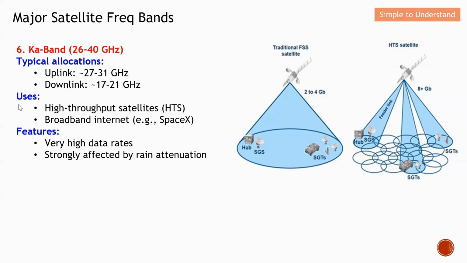Coming to the use case of Ka band, they support high throughput satellites. As you can see from this diagram, because they are able to do some form of beamforming, they can support high throughput satellites. It also mainly supports broadband internet, for example, SpaceX. Coming to the key feature, like I mentioned earlier, because of high frequency and also being able to concentrate in a beam form, they can support very high data rates. However, the bad point about Ka band is that it is strongly affected by rain attenuation. So this is Ka band.